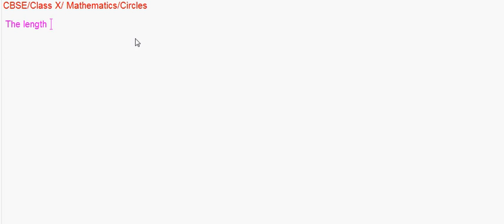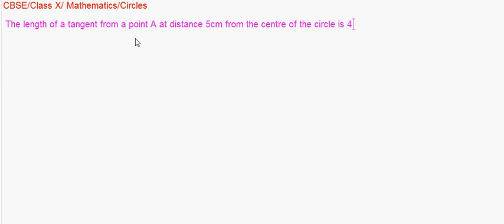The length of a tangent from a point A at distance 5 centimeters from the center. This is a very simple question though. From the center of the circle is 4 centimeters. Find the radius of the circle.